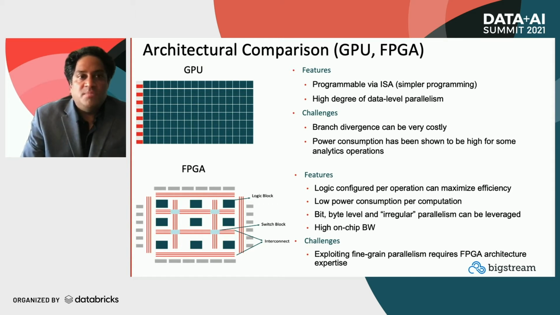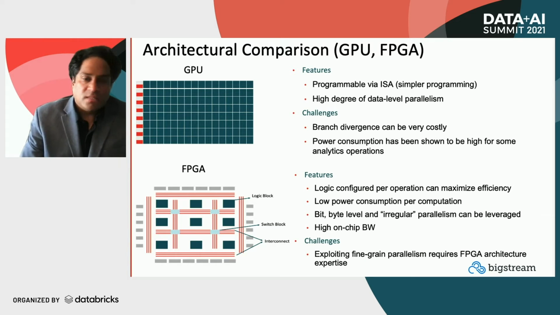The challenges with GPUs is that they use a SIMD, which is single instruction stream, multiple data set approach to computation. So each of these compute lanes is computing the exact same instruction set. And so the branch divergence, meaning ifs, conditional jumps, things like that, can be very costly and can cause inefficiencies. And we'll get into that a little bit in the next slide. The other thing is that we've done some experimentation and reading some of the literature. Power consumption can be kind of high for this highly parallel platform for some types of analytics operations.